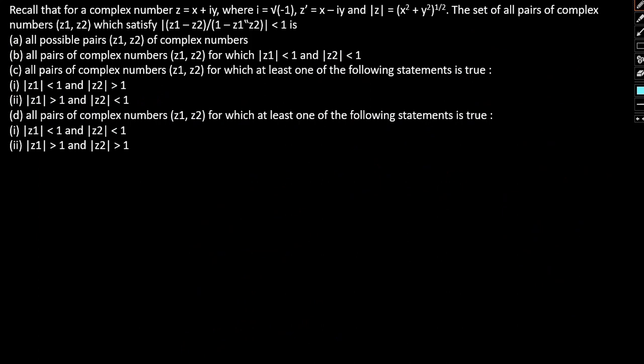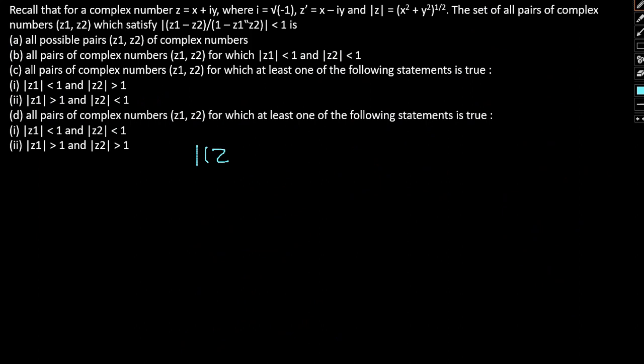Recall that for a complex number z equal to x plus iy, where i equals root under minus 1, z dash will be x minus iy, and mod z will be x squared plus y squared to the power 1 by 2. Set of all pairs of complex numbers z1 and z2 which satisfy the equation mod of (z1 minus z2) by (1 minus z1 double dash z2) less than or equal to 1 is. So given the condition, we have to just satisfy this particular case. So let's take a look at how we can go about solving this particular question.